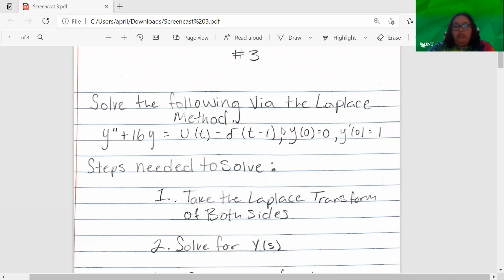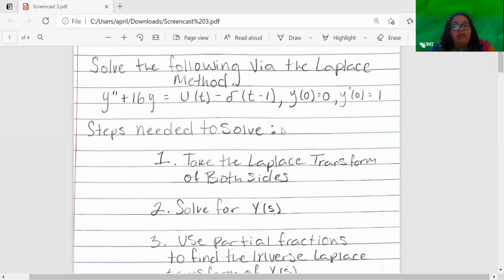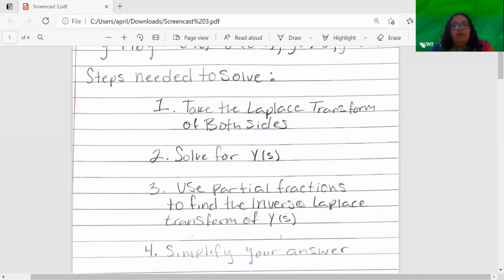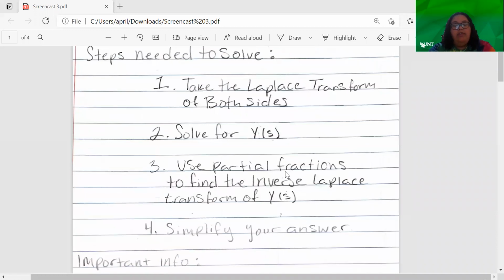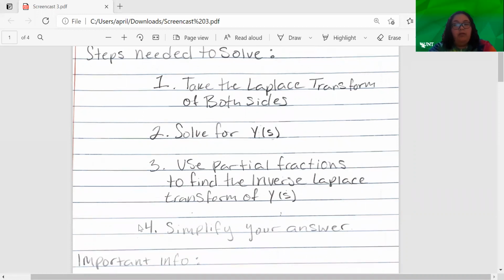The first steps we're going to need to solve this problem are to take the Laplace transforms of both sides, solve for Y of s, which is the same thing as the Laplace transform of y, and then use partial fractions to find the inverse Laplace of our new function Y of s. Then, when we do that, we're going to get our answer, and we'll simplify it to the best of our abilities to get a clearer, more definite answer than from step 3.